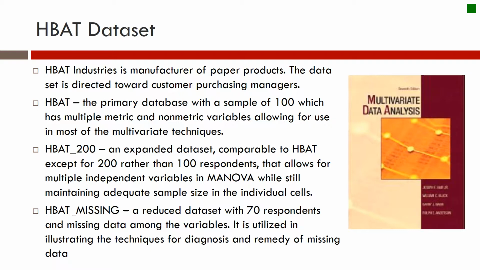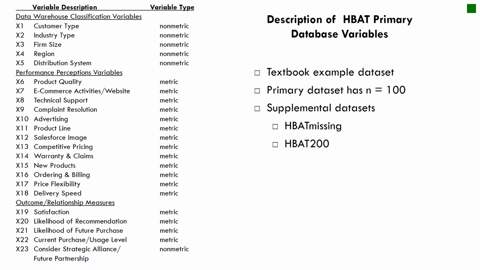Okay, so there are a number of different sets here, all associated with this one company, all based off of the same survey. So again, the survey itself has a series of different questions associated with it. With the regular HBAT data set, it's just the first 18 variables, which would be X1 through X18, and then there are some additional variables for other analyses as well.